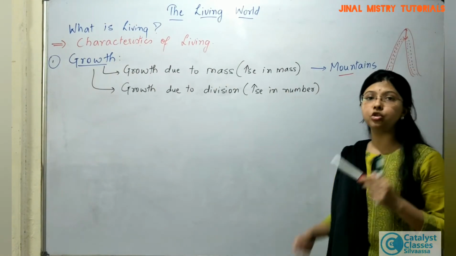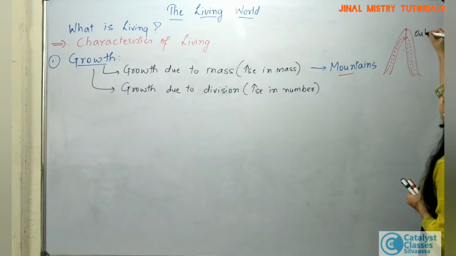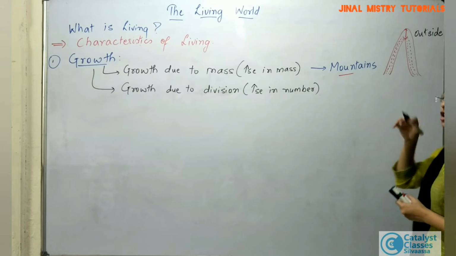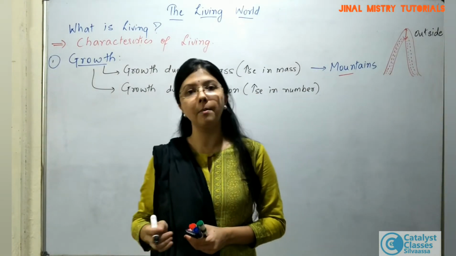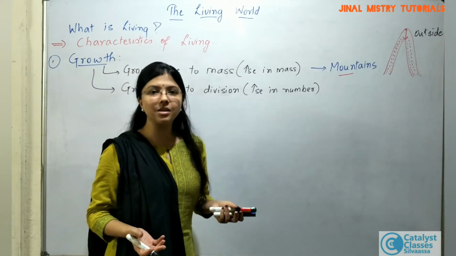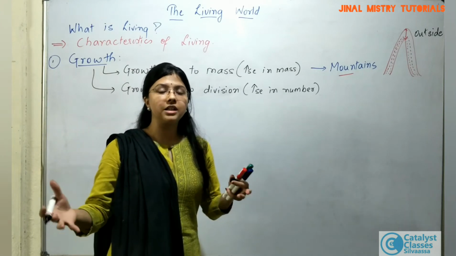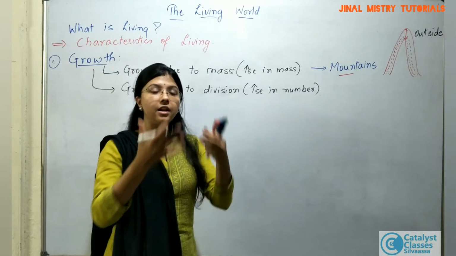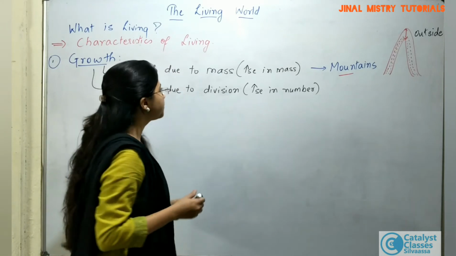But again, you need to remember here that the growth that takes place in mountains is on the outside. It is just deposition of materials on the surface of the mountain, right? A mountain, of course, is not going to increase in number. It is going to take years and years when certain tectonic plates shuffle, and if something emerges out, there is a rise in the level of the land.